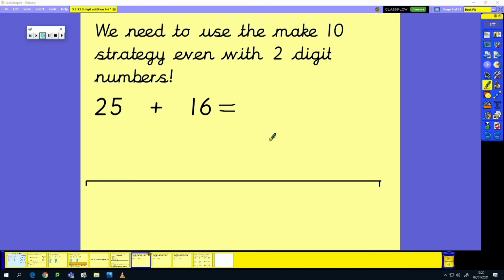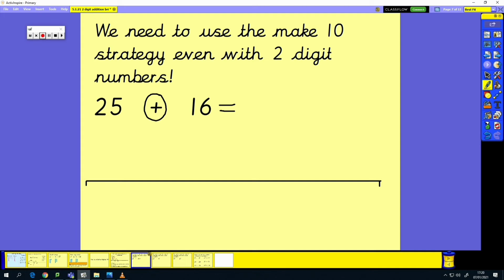This is the first time we are going to add two two-digit numbers, and we are going to be bridging 10. So the first thing, as always, we are going to identify our operation. So for this one, we are going to be adding. Now let's read the calculation. We've got 25 add 16 equals.